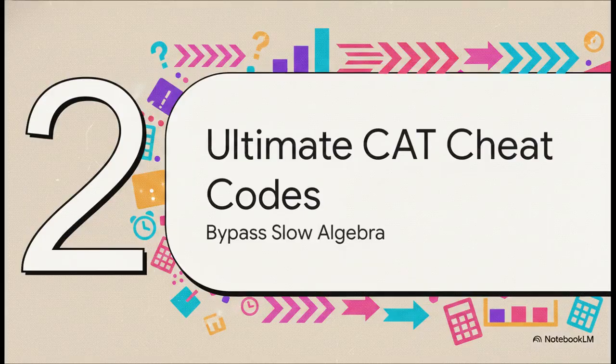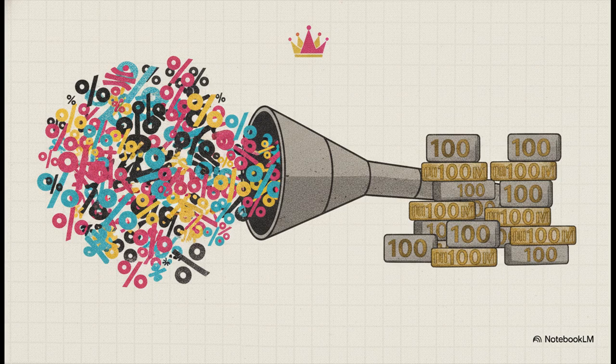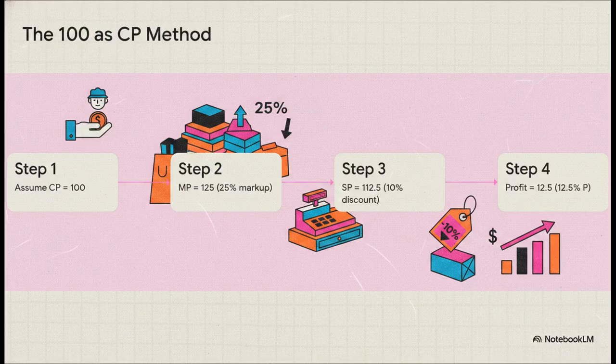Moving right along to section 2, the ultimate CAT cheat codes. Okay, time to unveil trick number 1, which is rightfully known as the king of tricks, the 100 as CP method. Whenever an exam problem throws only percentages at you and flat out refuses to give you absolute dollar or rupee values, do not panic. Seriously, just assume the cost price is exactly 100. Doing this instantly turns abstract, confusing math into concrete, super easy to manipulate numbers. Let me show you how blindingly fast this actually works.